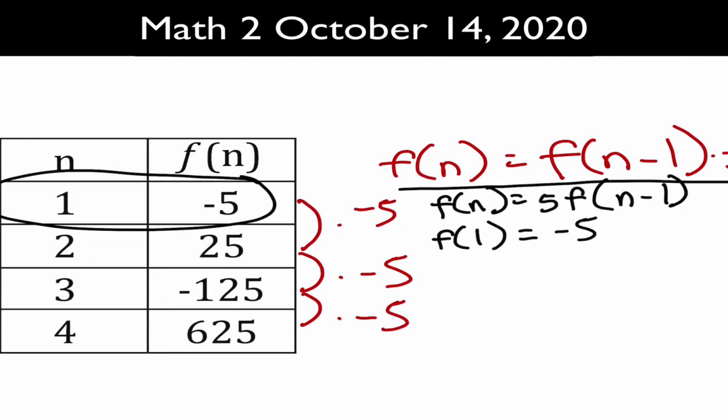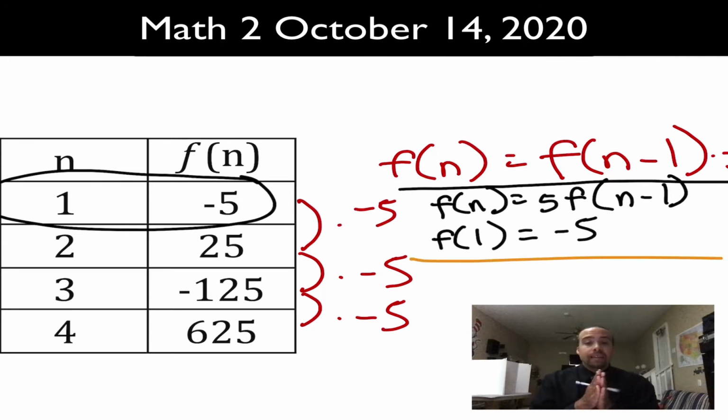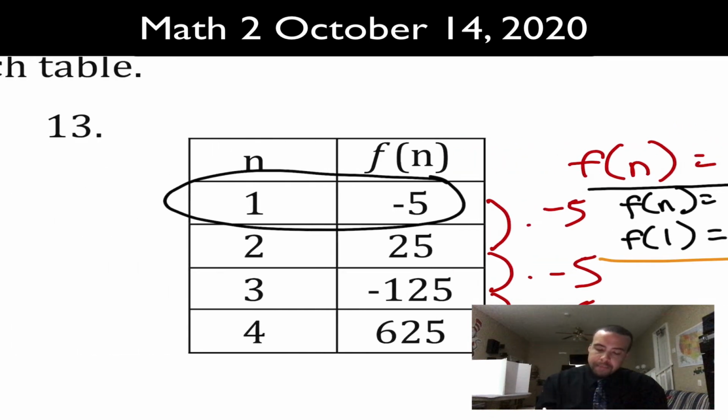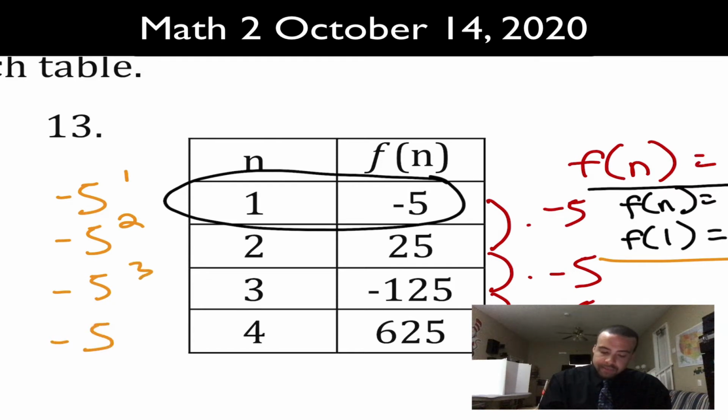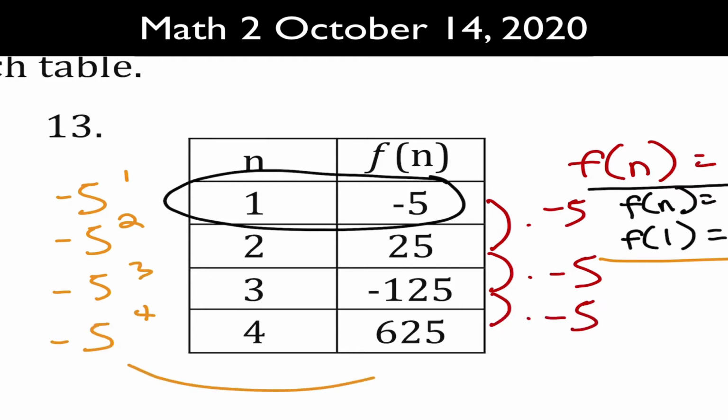Now let's do orange. Let's look at our explicit. Every time here, we're multiplying by -5. But you should also be able to see that this output here is like -5 to the first. This one is -5 to the second, -5 to the third, and this is -5 to the fourth. Hopefully you're able to see how these outputs correlate with that exponent changing.